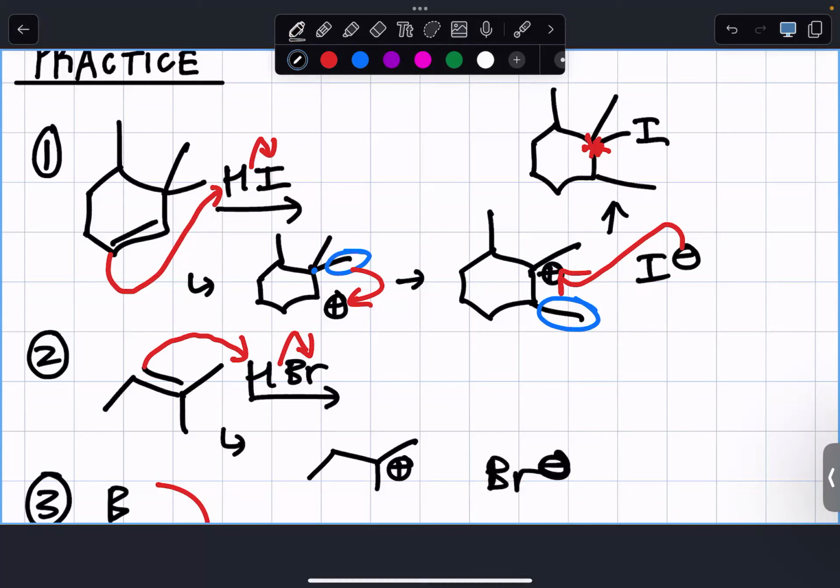But first, we have to stop and see if it can do any rearrangements. If it goes here, it's less stable. If it goes here, it's less stable. If it goes here, it's less stable. So there's no hydride or methyl shift here. This Br minus can just attack it right away with no rearrangement step. That gives us that product right there. Okay. Any questions on these two?